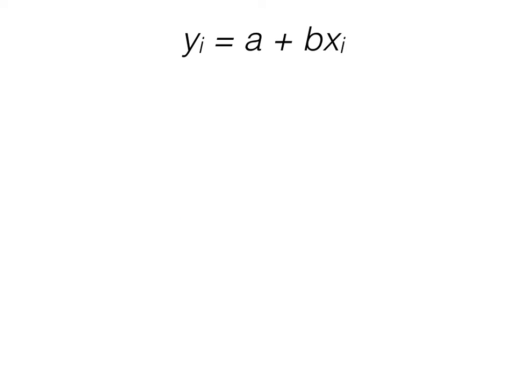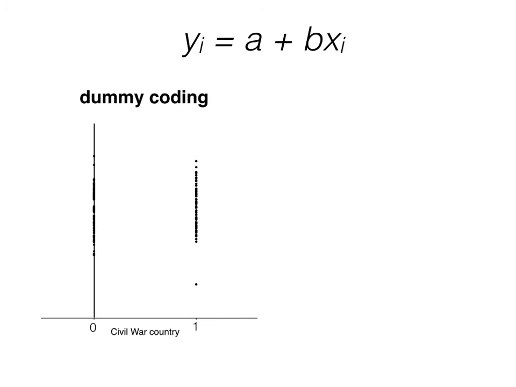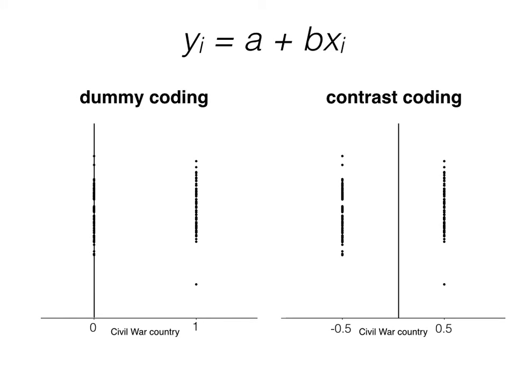Let's say we're looking only at the effect of Civil War country. So now we're collapsing across incumbent party and just using a model with one variable. With the default coding of dummy coding, we get something like this, where 0 is Union and 1 is Confederacy. However, with contrast coding, we get something like this, where Union is negative 0.5 and Confederacy is 0.5. For both of these, we can still compute a slope between the two levels.